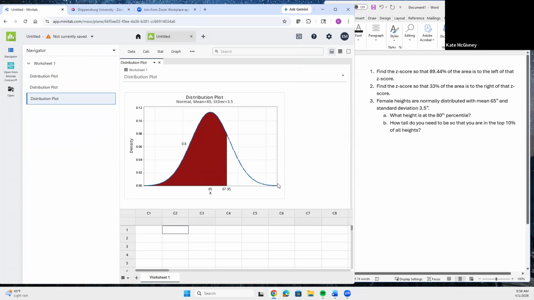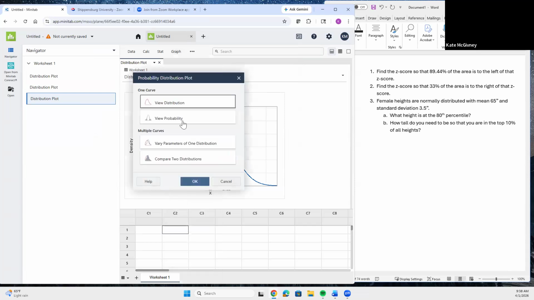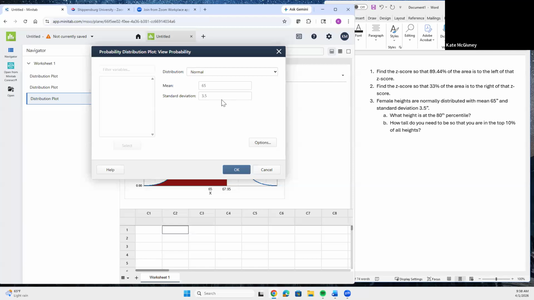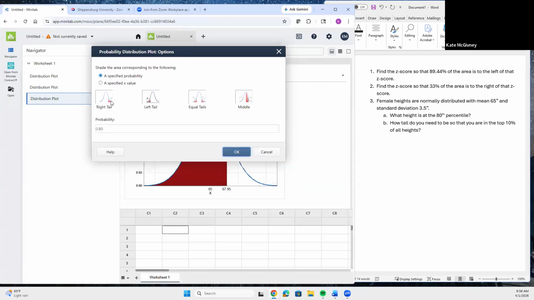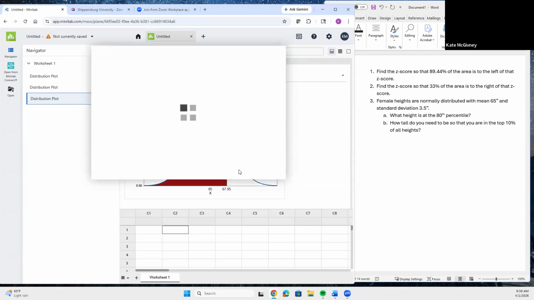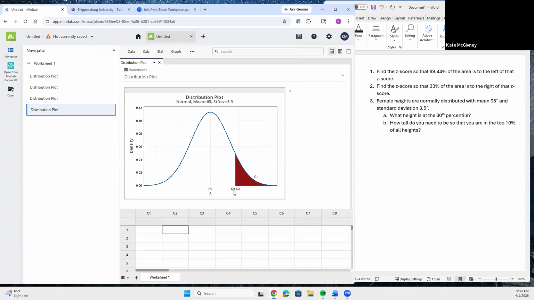The next question is, how tall do you need to be so that you're in the top 10%? Well, that's going to be somewhere about where my cursor is. I know that 10% of the area is going to be to the right of that. What is that height? So it's going to be something taller than 67.95. So just go back to Probability Distribution Plot, View Probability, and then under Options, click right tail, still specified probability. We want the area to the right of that value to be 10%, to be in the top 10%. Okay, okay again. And we can see to be in the top 10%, you've got to be 69.49 inches.